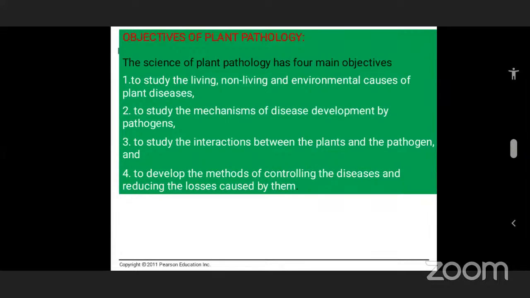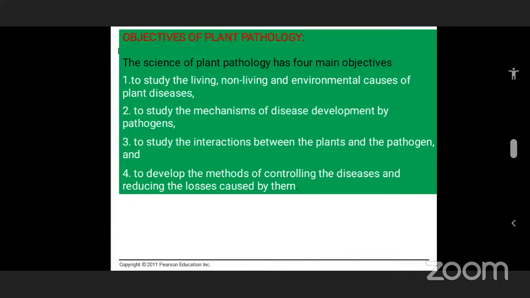And the fourth one is to develop methods of controlling the diseases and also reducing the losses caused by the pathogens. So the final objective related to plant pathology, whatever the conditions, finally we have identified certain diseases in the field. What is the next step? We have to control the diseases and also finally we have to reduce the yield losses. That is our ultimate goal.